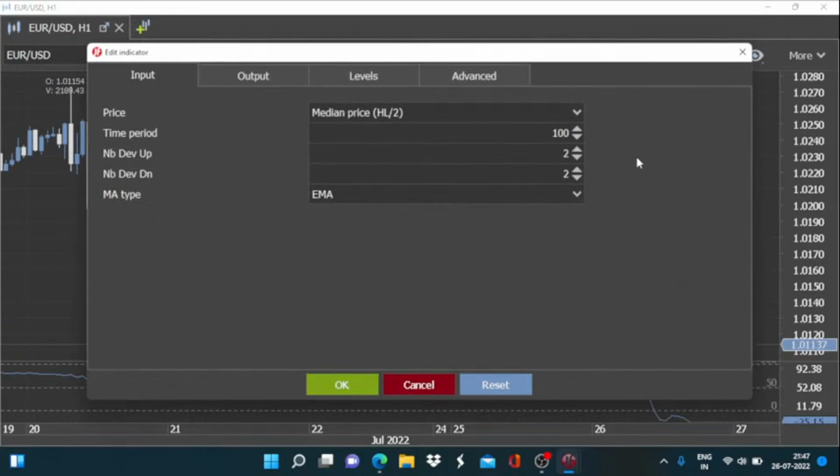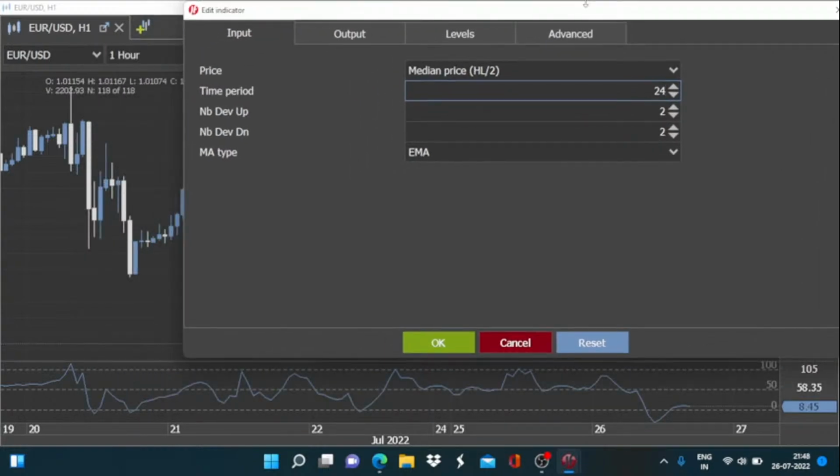So I will again edit it and make it 24. All right, so this is the 24. So we have now 24 hours worth of data, that is a single day's data, being used for calculation of this indicator. Standard deviation up and down: in a simple percentage Bollinger Band, we can't really keep different deviation levels for the upper band and the lower band.